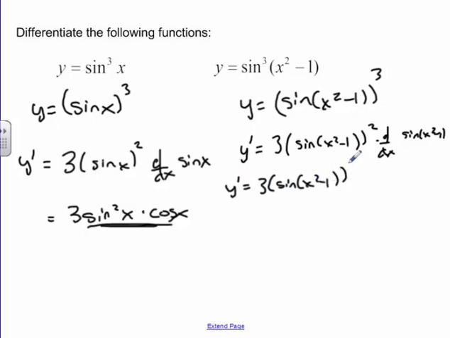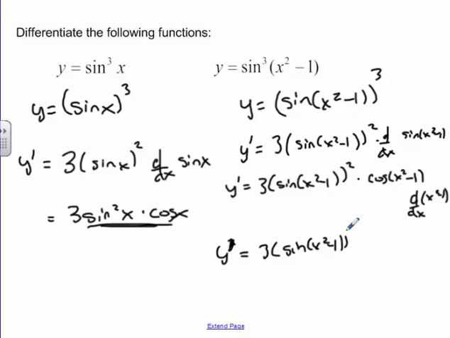So that first part doesn't really change there. When you derive the sine of x squared minus 1, it'll be the cosine of x squared minus 1, but you'll still need the derivative of x squared minus 1, which means final answer, well, actually not final answer because I'm going to clean it up a bit. It's going to be 3 sine of x squared minus 1 squared, then the cosine of x squared minus 1, and this guy here derives to 2x.